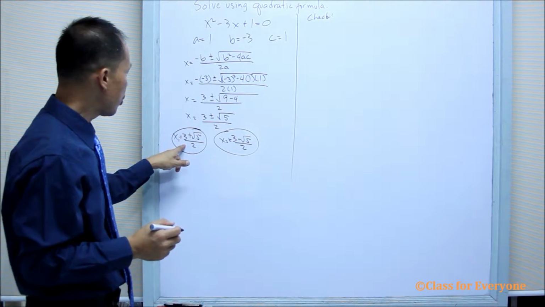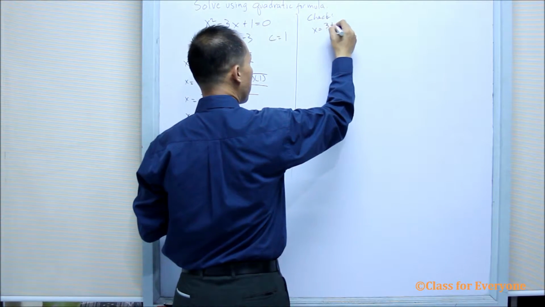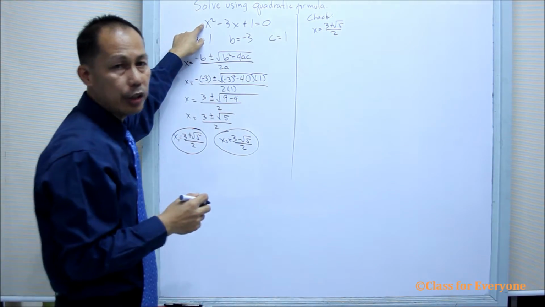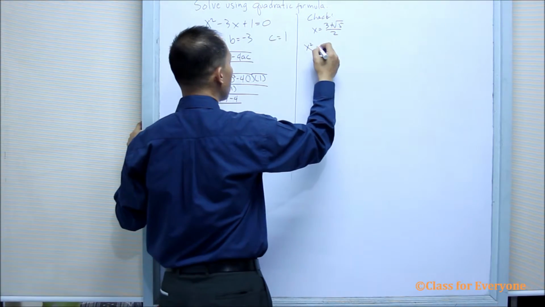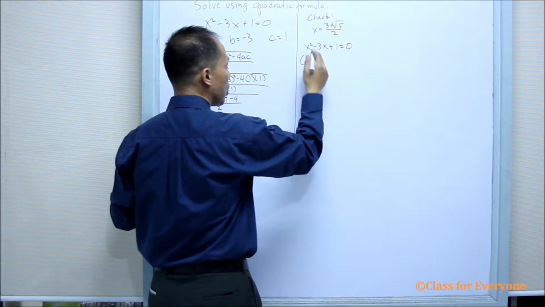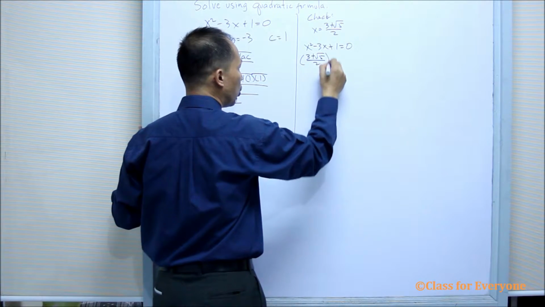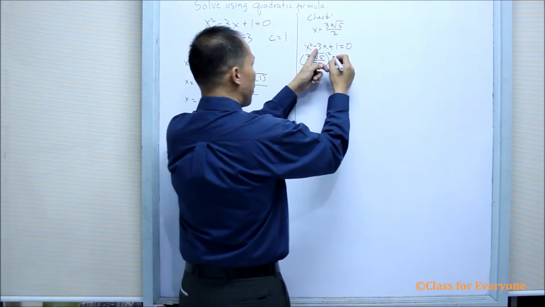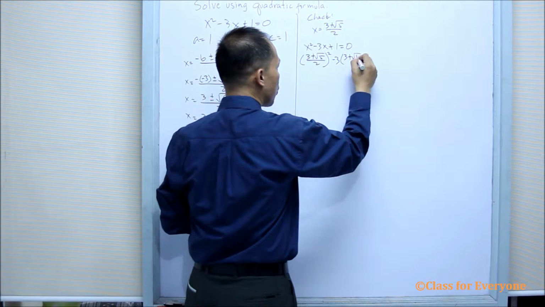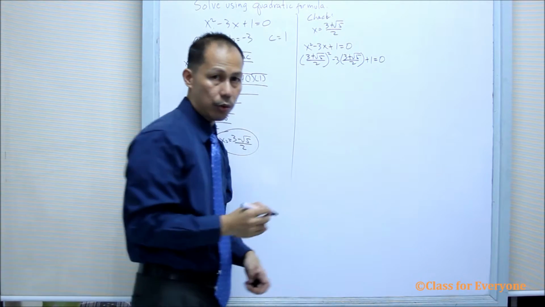Now, for the first root, when x is equal to 3 plus the square root of 5 over 2, by substitution in the original equation, x squared minus 3x plus 1 equals 0. So x will be 3 plus the square root of 5 over 2, squared, minus 3 times the value of x, which is 3 plus the square root of 5 over 2, plus 1 equals 0.